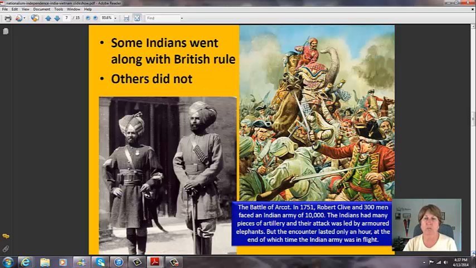Some Indians went along with the British rule, others did not. The Indian people were not treated as equals. They were treated as second-class citizens in their own country. Here you can see a picture of a Battle of Arcot, where many of the British soldiers were fighting an Indian army of 10,000. It says the Indians had many pieces of artillery and their attack was led by armored elephants. However, the encounter lasted only an hour, and at the end of that time, the Indian army was in retreat.